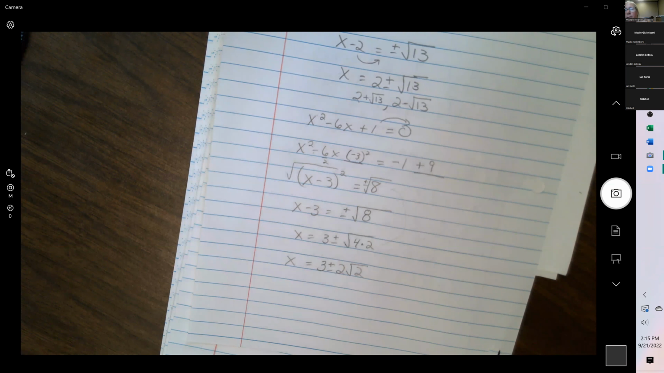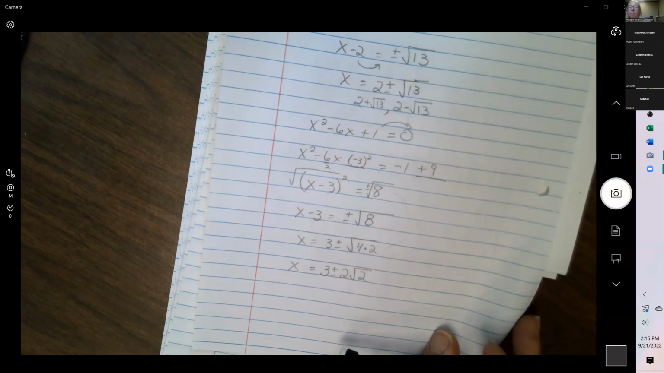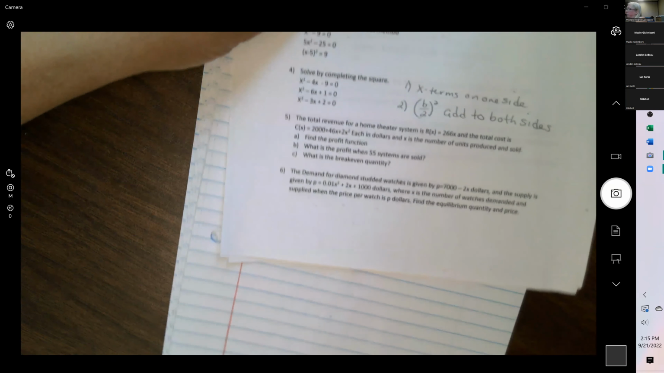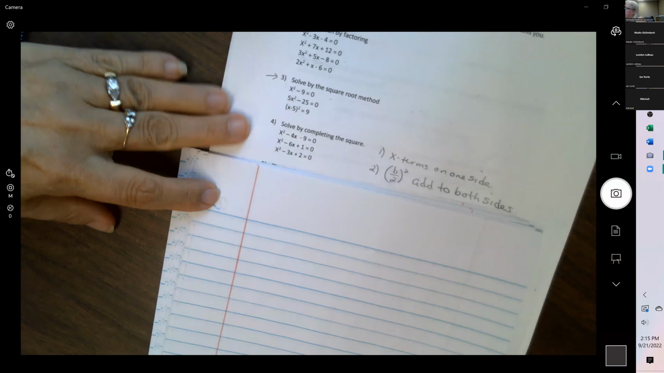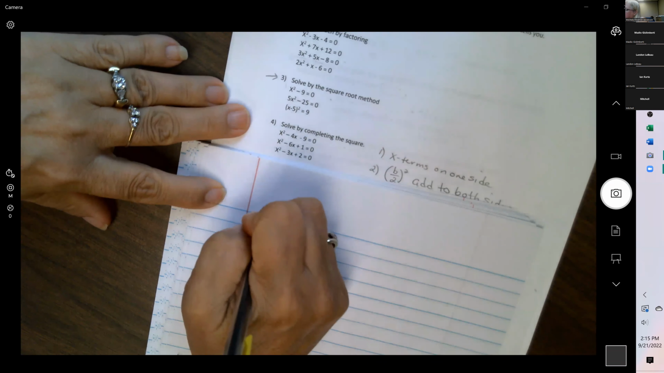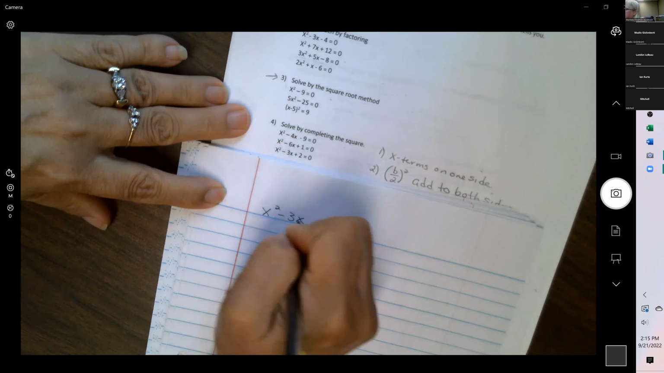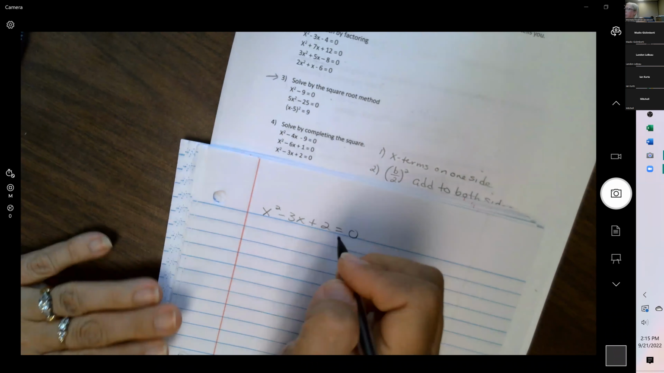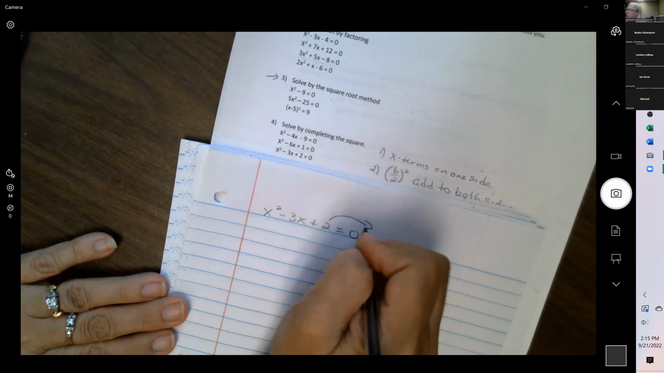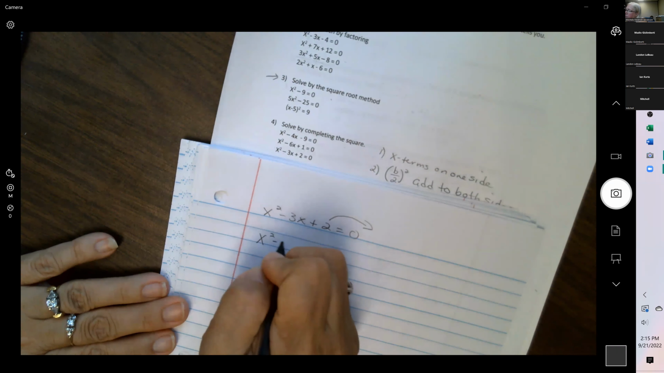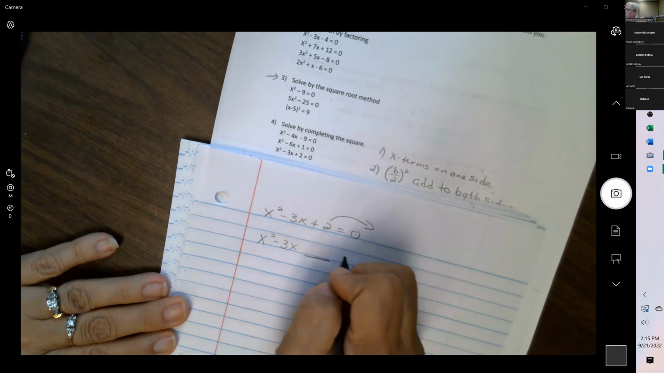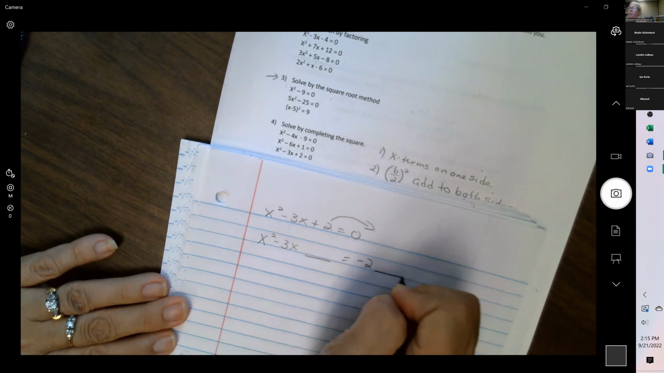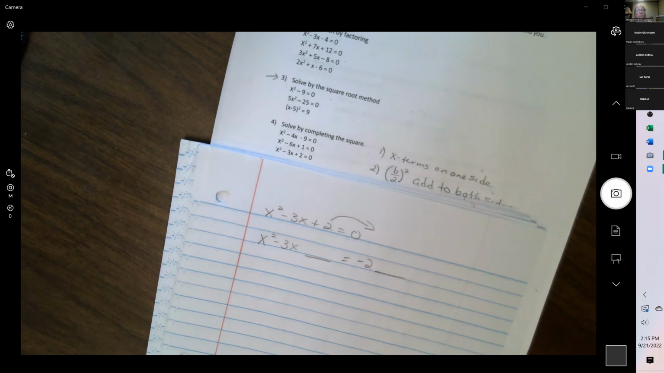Any questions on that? Okay, let's try a fraction. X squared minus 3x plus 2 equals 0. We have the x's on one side, move the constant to the other. X squared minus 3x, put a space, equals -2 and another space, because we're going to add it to both sides.